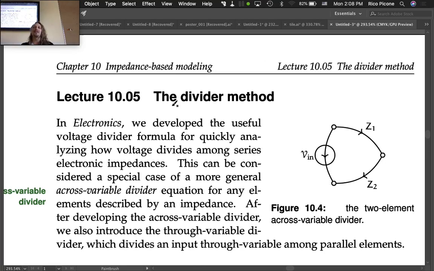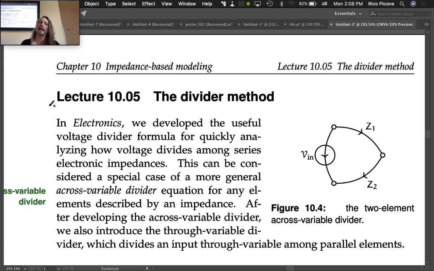All right, lecture 10.5, the last lecture in chapter 10. We are there. We have arrived at the payoff. This is the payoff pitch, okay? It almost worked. So the divider method, this is that shortcut method.